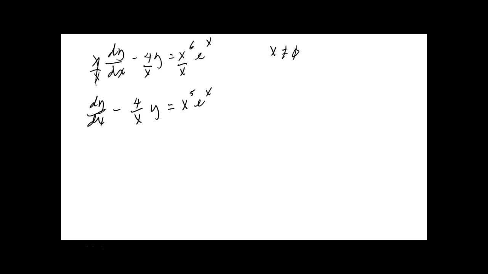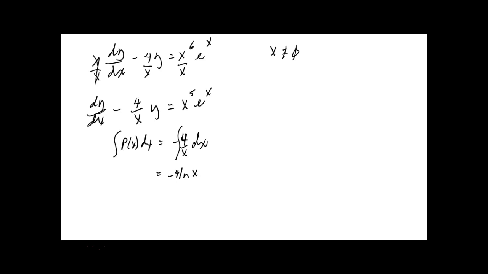What is your p of x? Minus 4 over x. And what do we do with that? It's an ugly one, but okay. What do we do with that p of x? You integrate it, dx. So this integration of p of x dx is going to be minus 4 times the natural log of x. Isn't that what you said? Don't put a plus c on it. Do not put a plus c here.